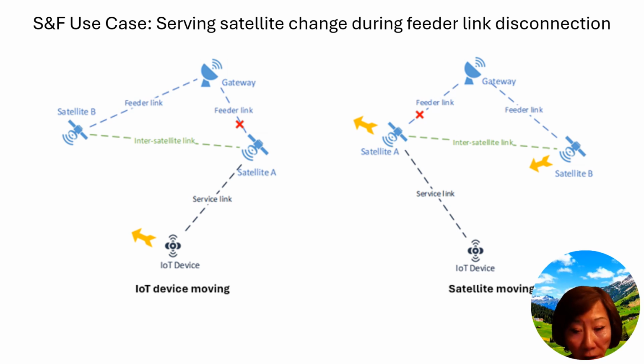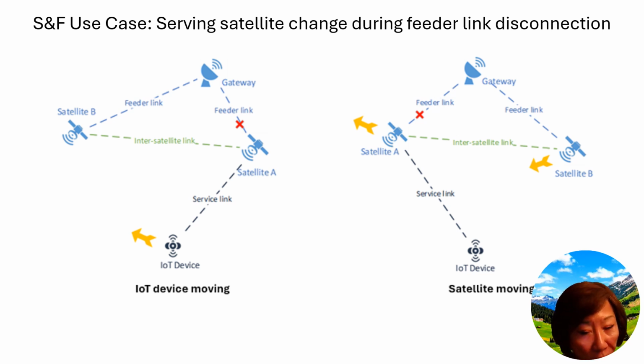When we don't have a feeder link, what happens? So the diagrams here depict two scenarios, one where the IoT device is moving and the other when the satellite is moving. Let's take a look at the elements quickly. We have the IoT device on each picture at the bottom. They represent a delay-tolerant device, such as a sensor or tracking device. We have satellites A and B. These are part of a low Earth orbit constellation, so-called LEO, which is an acronym for Low Earth Orbit.